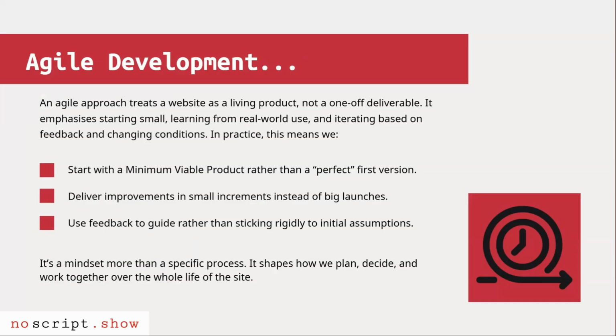So here we go. Agile development, what is that? An agile approach treats a website as a living product, not a one-off deliverable. It emphasizes starting small, learning from real-world use, and iterating based on feedback and changing conditions. In practice, this means: start with a minimum viable product rather than a perfect first version; deliver improvements in small increments instead of big launches; and finally, use feedback to guide rather than sticking rigidly to initial assumptions. It's a mindset more than a specific process. It shapes how we plan, decide, and work together over the whole life of the site.